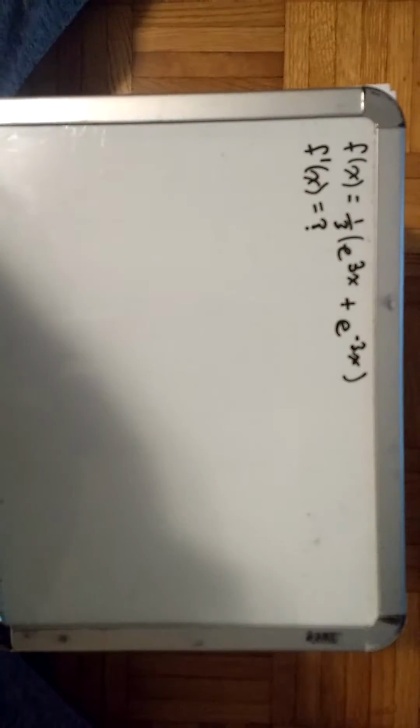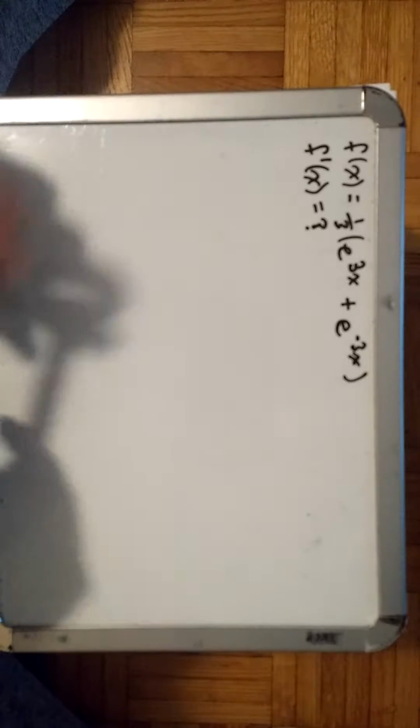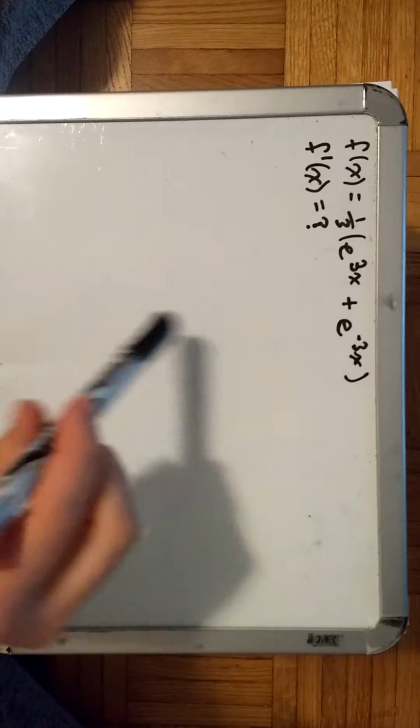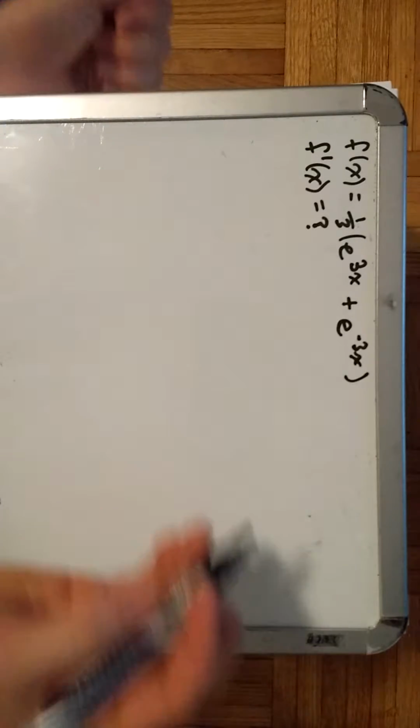Okay, sure. So you have your question, which is your function, 1/3 of e to the 3x plus e to the negative 3x. Okay, and you want to find out what the derivative of this function is. So, how to do this?